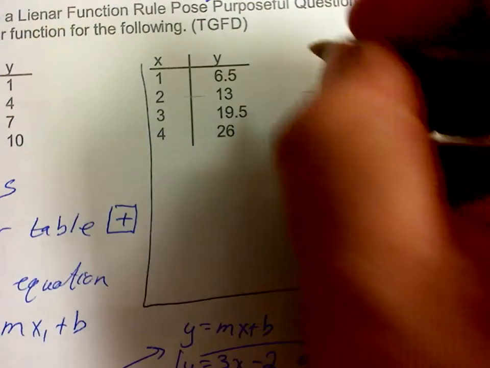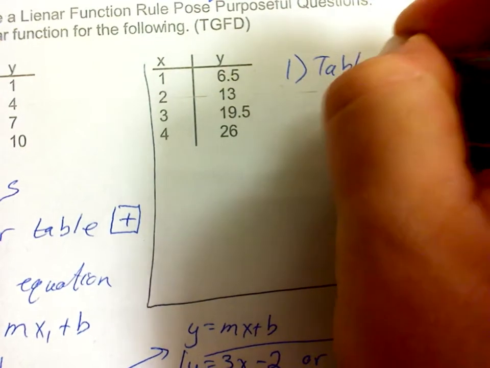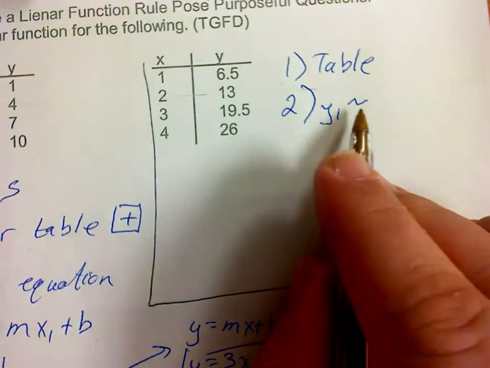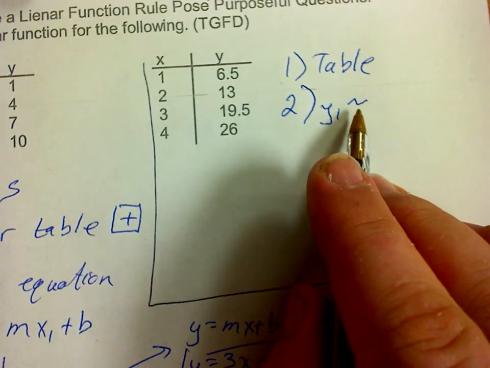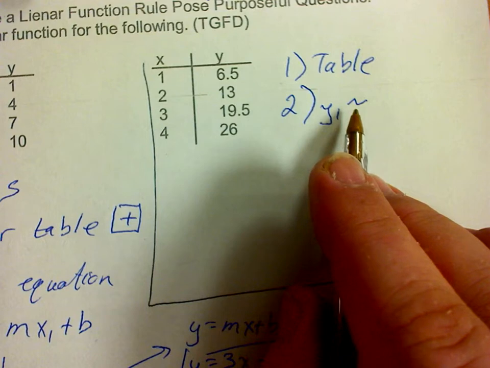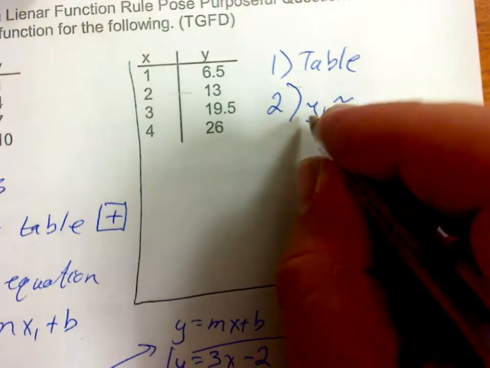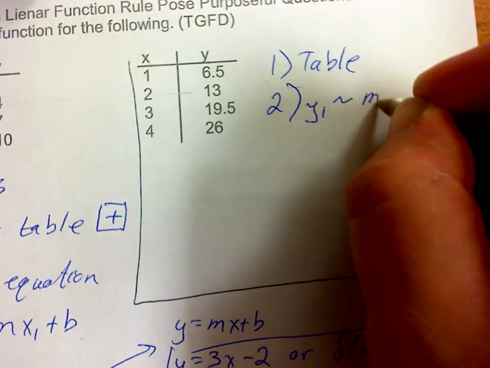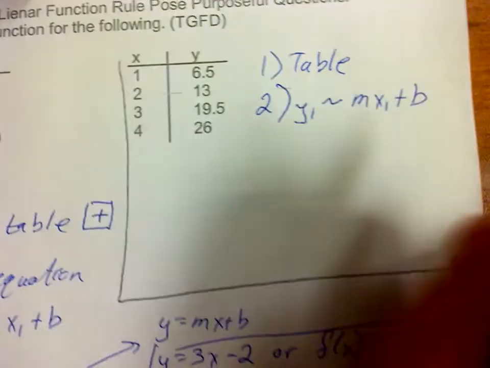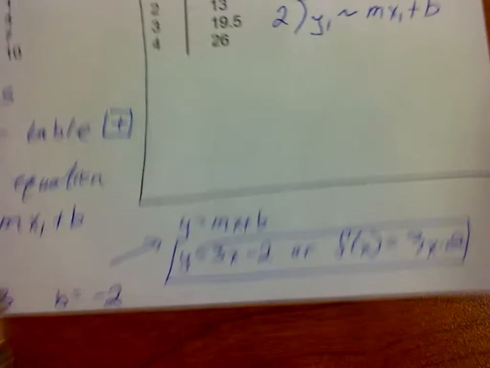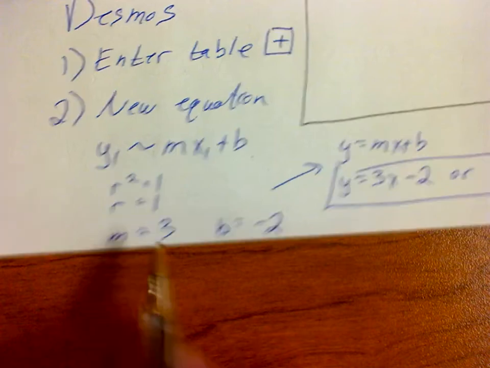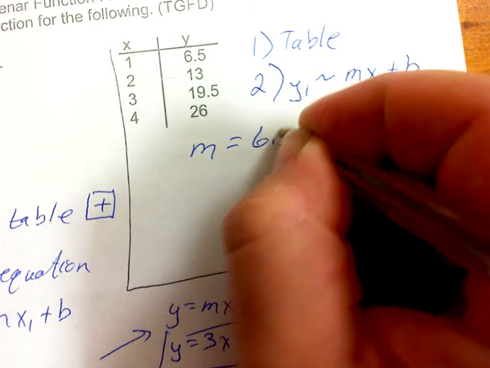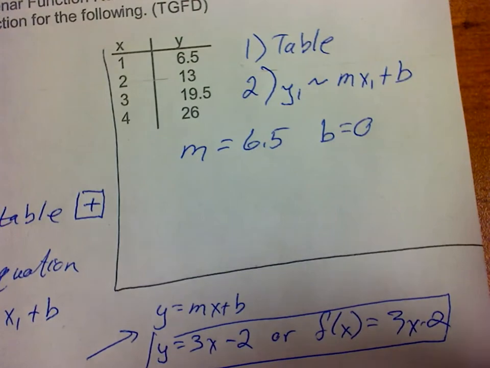So once again, we have to enter the table. Then we want to enter the equation y1. Now I do refer to this as the similar symbol, okay, because we use this in geometry when we talk about similar figures. It's a squiggly line, okay. So y sub 1 is squiggle to mx sub 1 plus b. Once again, entering in that equation, it's going to give us these r values being 1, and then it's going to give us m is equal to 6.5, and the b is equal to 0.